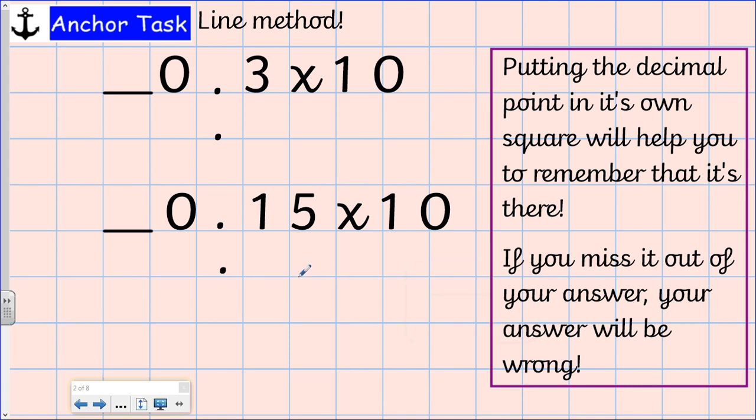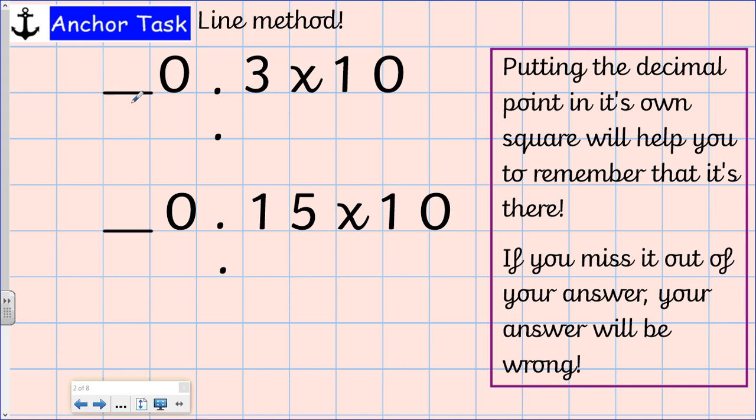Hi everyone, so we are on to our guided section for Friday's lesson about the line method, multiplying by 10, 100 and 1000. Now this screen here is just to go over what you should have just done in the anchor task. So I'm just going to briefly show you because we've literally just done this.